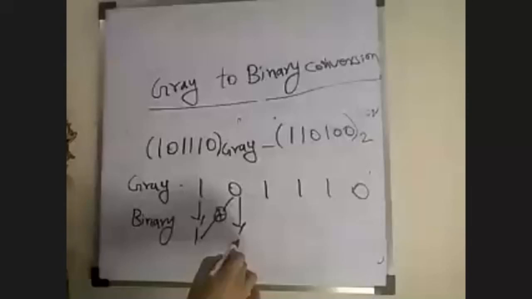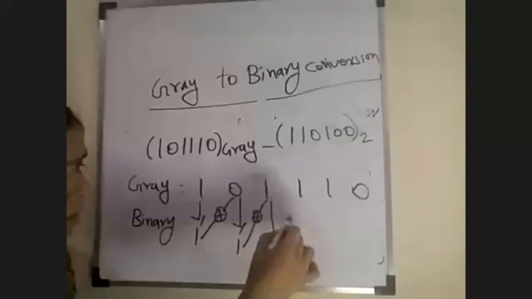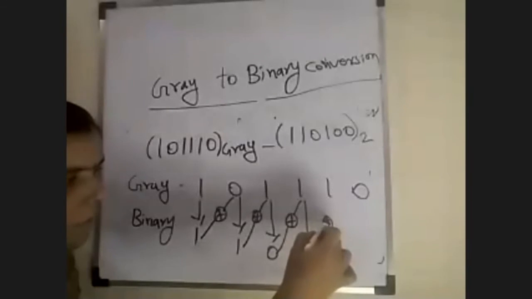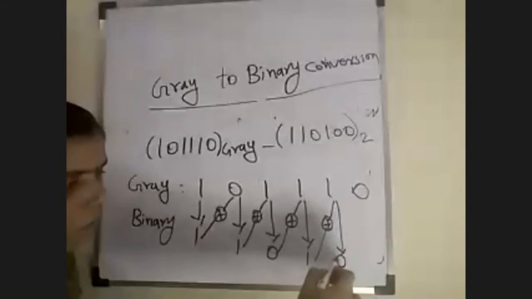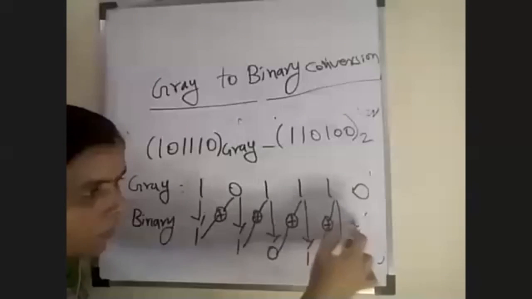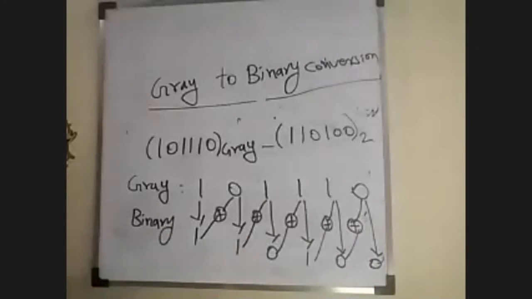Yes, ma'am. So 1 exclusive OR 0 is 1. Here 1 exclusive OR 1 is 0. Here 0 exclusive OR 1 is 1. And here 1 exclusive OR 1 is 0. And here 0 exclusive OR 0 is 0. The answer is 110100. Was it clear? Do you still have any doubts regarding gray code to binary conversion?